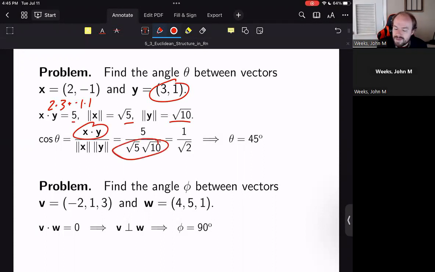Well, the square root of 50 is 5 times the square root of 2, so this is 1 over the square root of 2. And so the angle between them is 45 degrees, since 1 over the square root of 2 can be rewritten as the square root of 2 over 2.